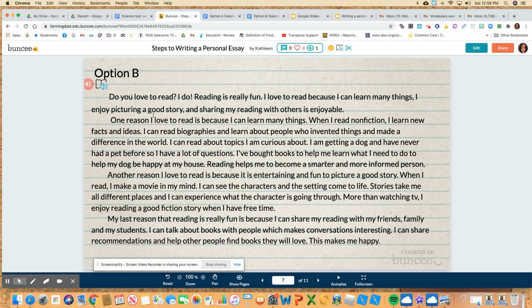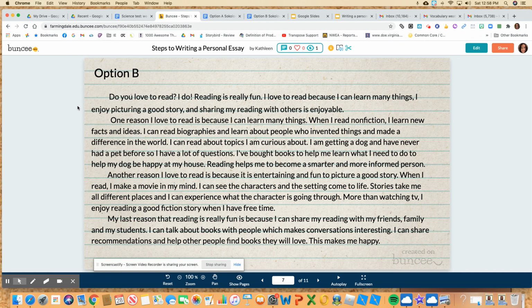Another reason I love to read is because it's entertaining and fun to picture a good story. When I read, I make a movie in my mind. I can see the characters and the setting come to life. Stories take me to all different places, and I can experience what the character is going through. More than watching TV, I enjoy reading a good fiction story when I have free time.